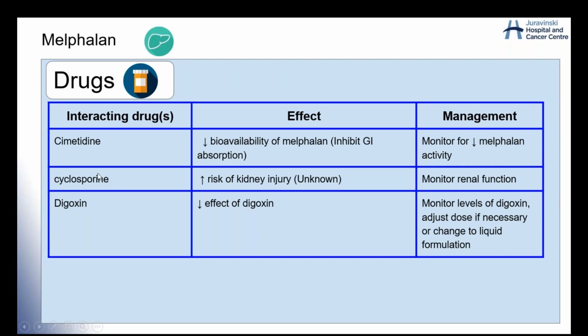Cyclosporin is an immunosuppressant that's used for folks who have a kidney transplant, or a liver transplant, or all sorts of other previous bone marrow transplants. Not a fairly common medication, but if taken together with melphalan, it tends to increase the risk of kidney injury, and so we monitor renal function regularly. And digoxin, finally, is a medication that interacts with melphalan in the sense that melphalan reduces the effect of digoxin, so we can monitor the levels, we can adjust the dose if necessary, and we can switch the formulation if we need to.